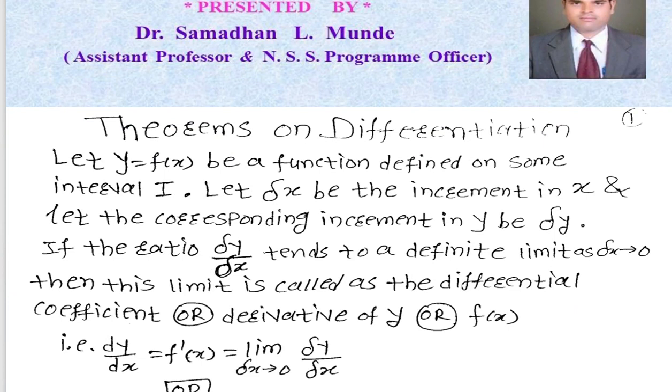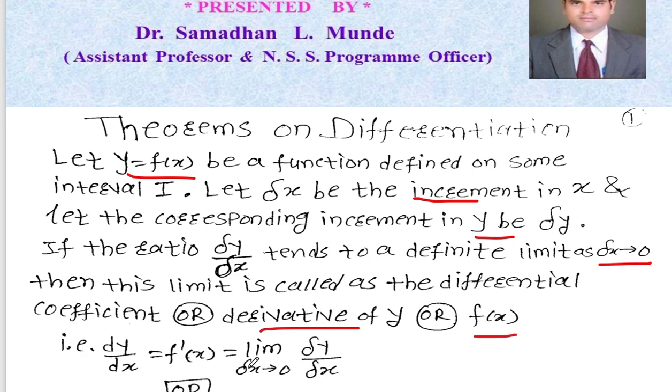For that, let us consider y equal to f of x be a function defined on some interval I. Let us suppose that del x be the small increment, or we can say the small change in x, and del y be the small change in y respectively. If the ratio del y by del x tends to a definite limit as del x tends to 0, then this limit is called a differential coefficient, or a derivative of y, or a derivative of f of x.